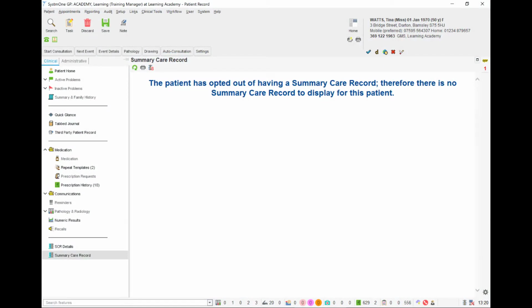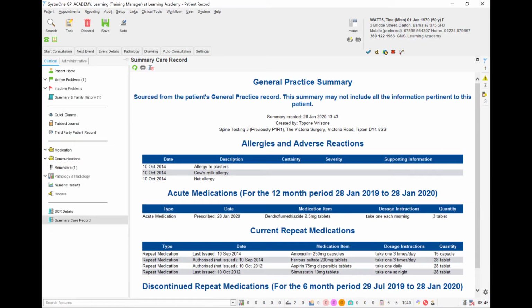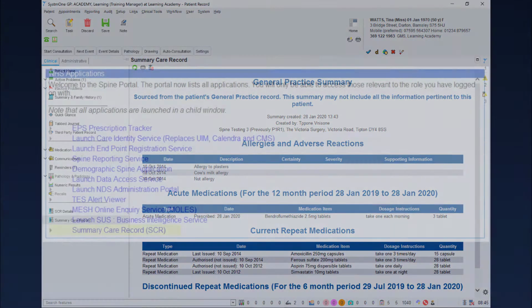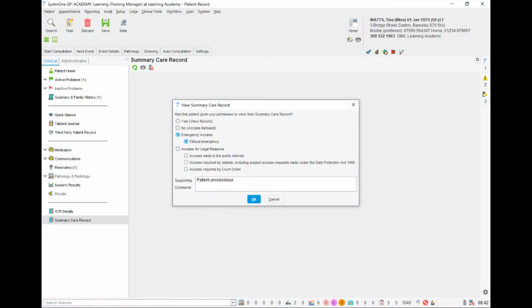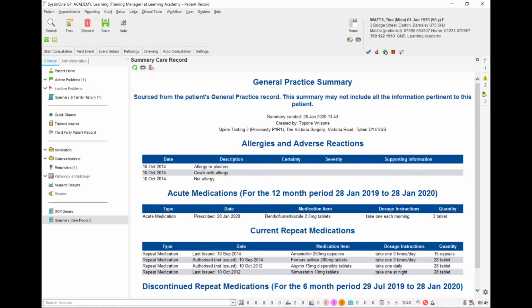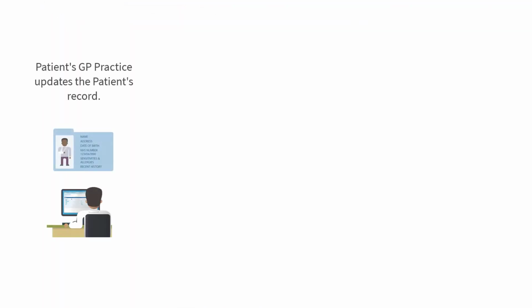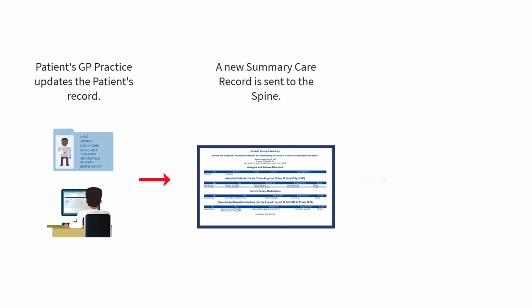The summary care record can be accessed by authorised staff using smart cards through clinical systems or through the summary care record application on the SystmOne portal to ensure that in the absence of any other information, the patient's important information is accessible. The summary care record is sent from the registered GP practice of the patient.